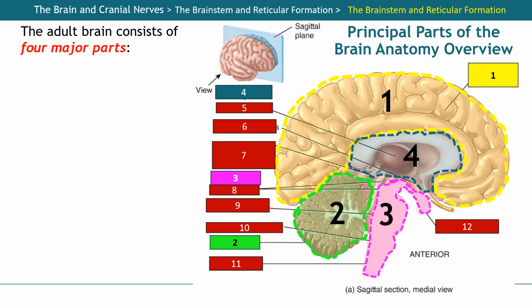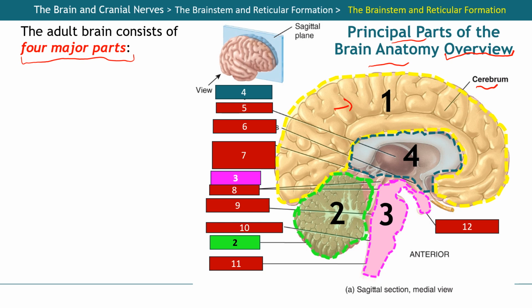Now that we have finished with all this terminology, we can focus on understanding the principal parts of the brain anatomy. This will be just an overview. There are so many components, so I'm just going to give you a very general idea, and I'm going to start by talking about the four major components. The first component that I wanted to show you here is the cerebrum.